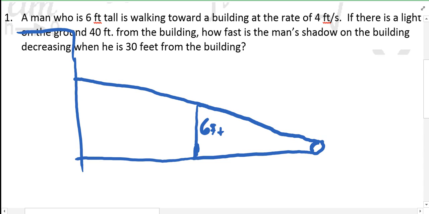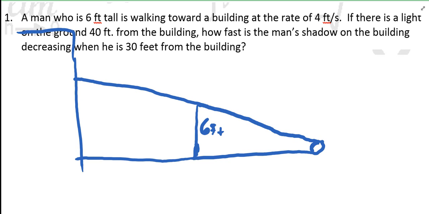And that's all that's happening. As he moves towards the wall, his shadow is changing, and the question's asking, how fast is his shadow decreasing? Because he's moving towards the wall. So, let's label everything we know here.